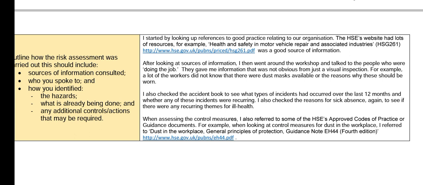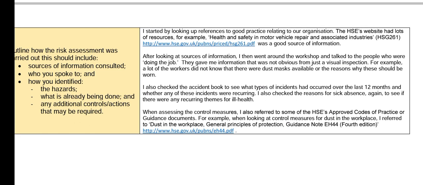So I talked to them, and there I saw there were a lot of dust masks, but the workers don't know what the dust mask is for. They need to wear it, but they don't know that the dust mask exists. They have some control measures, but they don't know.